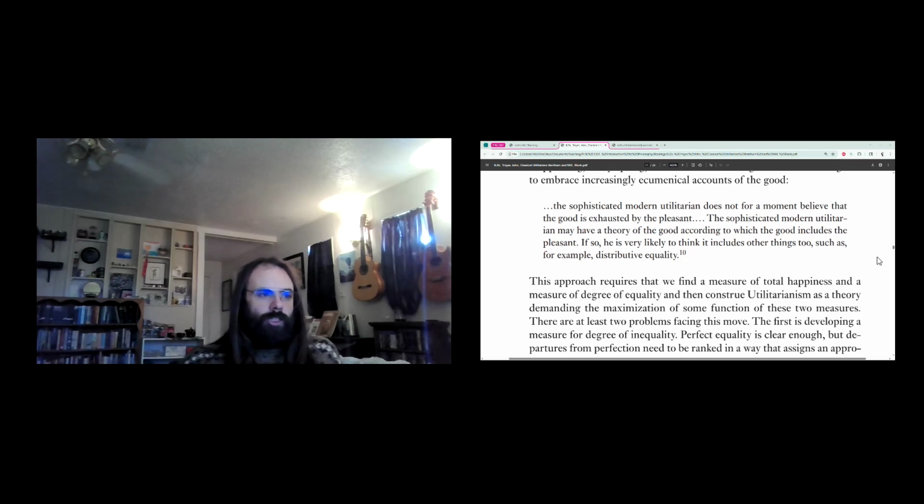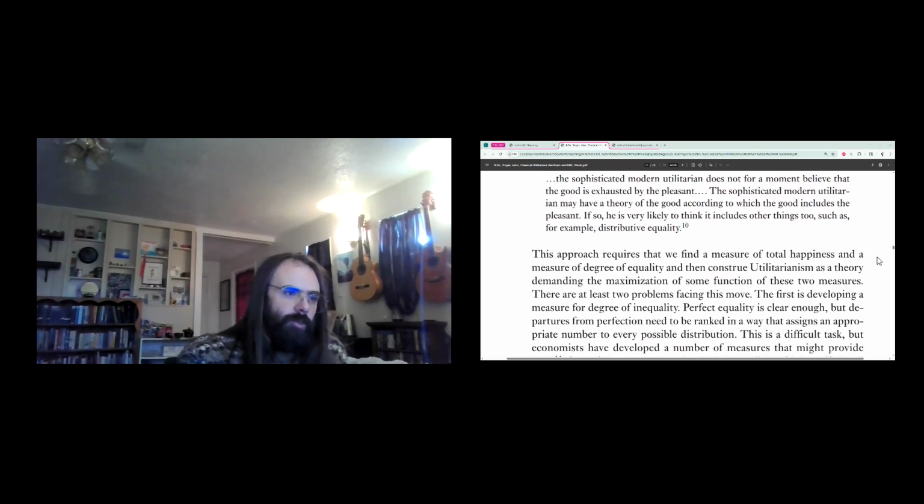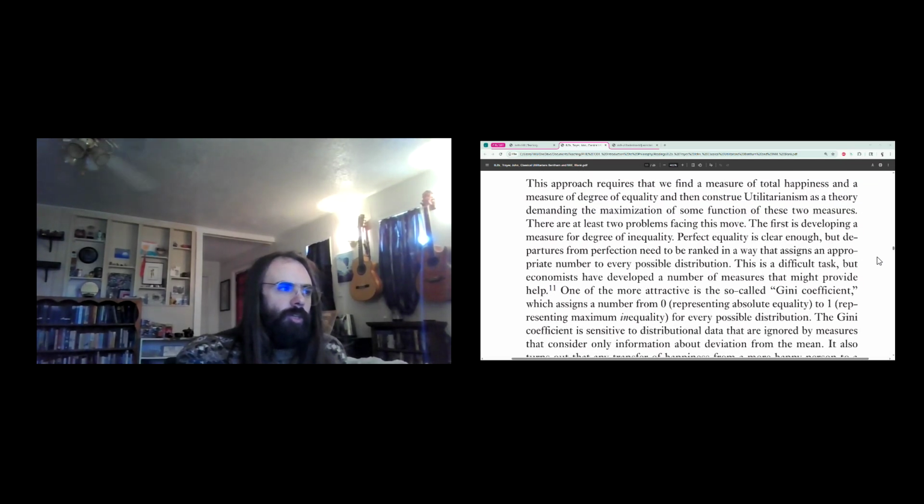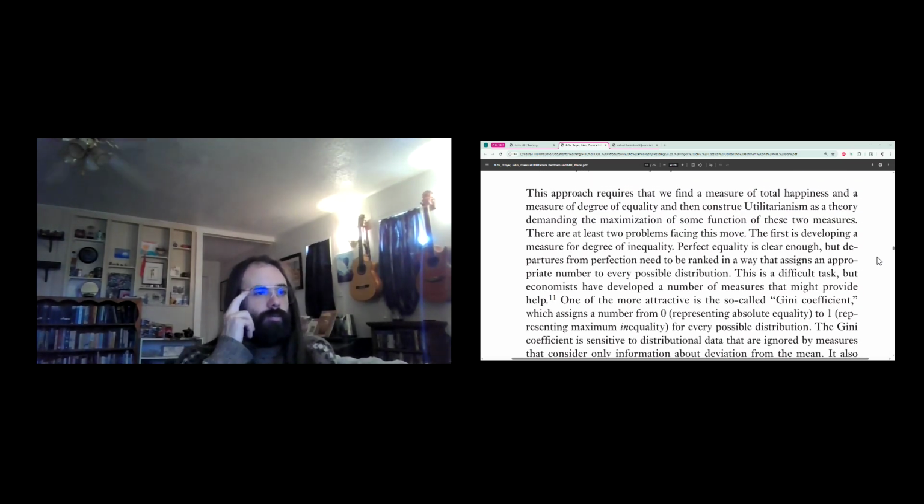This approach requires that we find a measure of total happiness and a measure of degree of equality, and then construe utilitarianism as a theory demanding the maximization of some function of these two measures. There are at least two problems facing this move. The first is developing a measure for degree of inequality. Perfect inequality is clear enough, but departures from perfection need to be ranked in a way that assigns an appropriate number to every possible distribution.